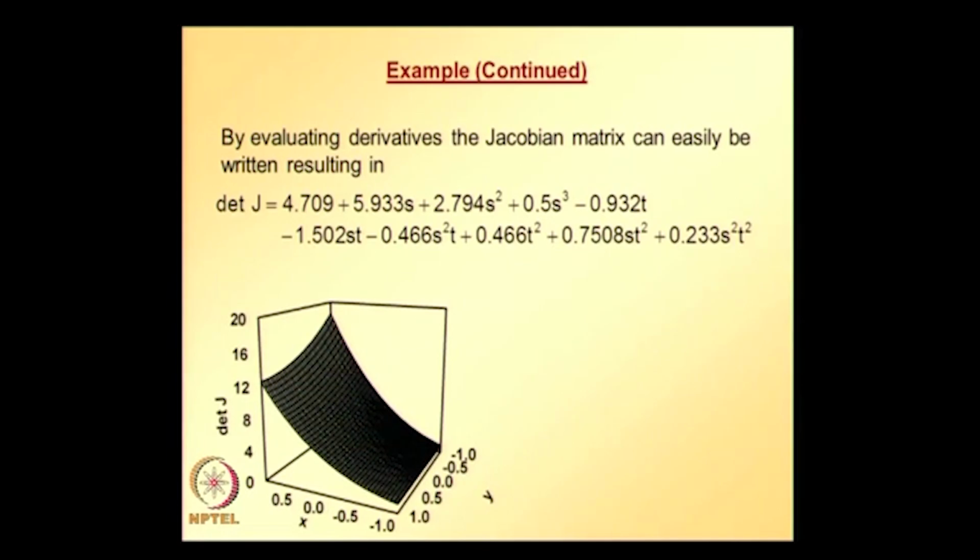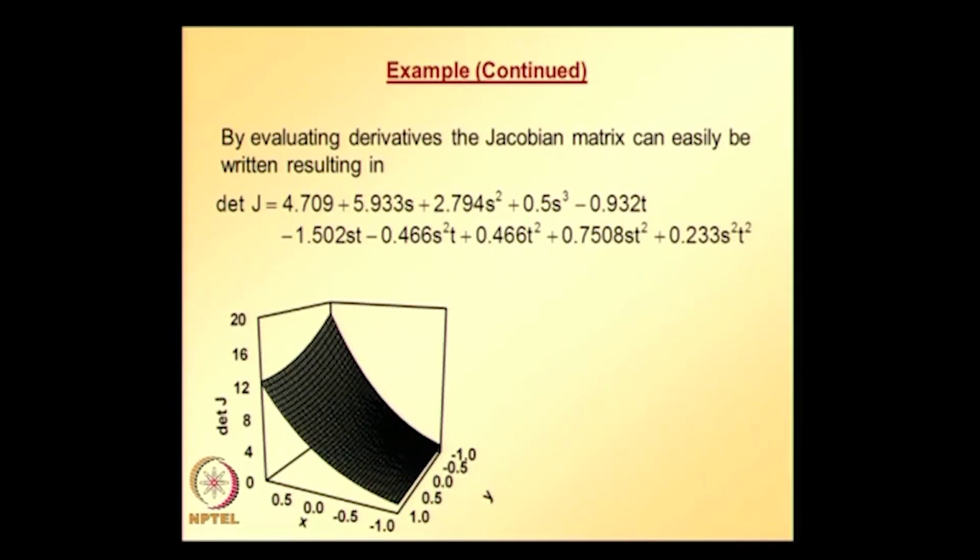So, this is the surface plot of the Jacobian, and it can be easily verified from the plot that the determinant of J is greater than 0 over the entire parent element domain, that is s going from -1 to 1, t going from -1 to 1. So, the mapping is fine.